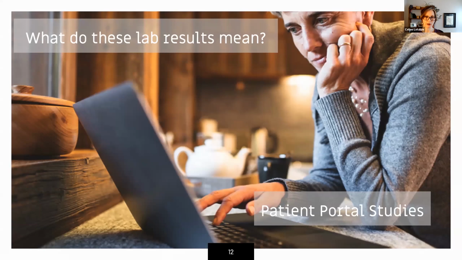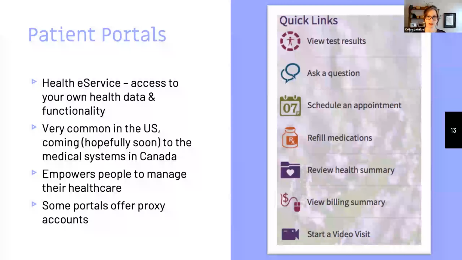When I was in North Carolina, I worked with colleagues at Wake Forest Medical Center, and we were looking at something called patient portals, and I'll tell you what that's all about. We were investigating older adults' usage of patient portals. So here's what a patient portal is. This is a health service.